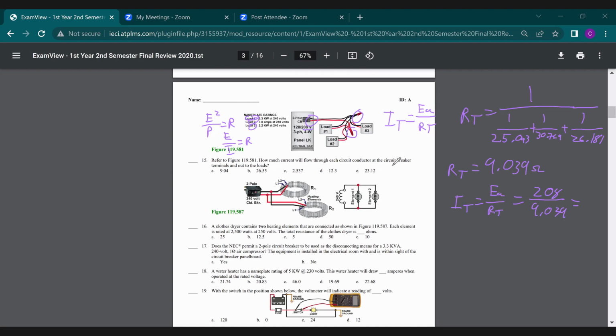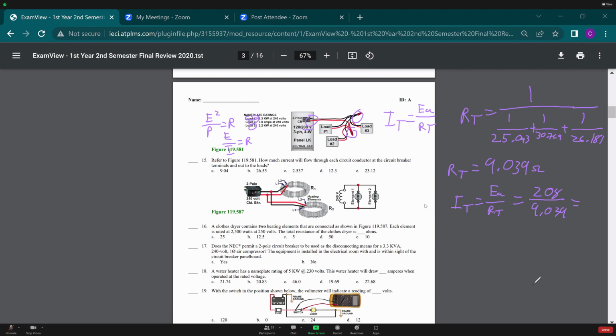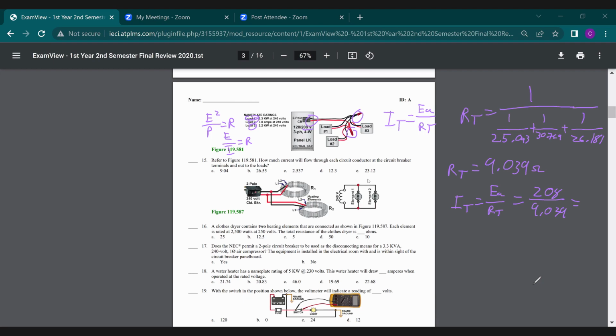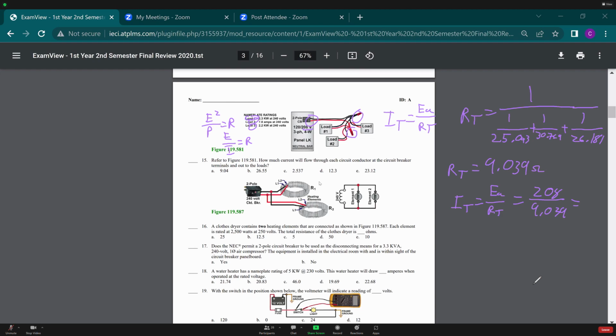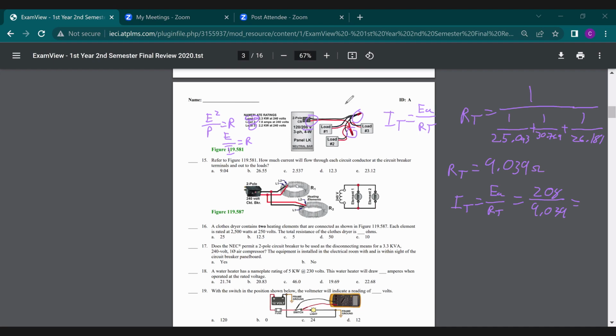I got 23.011. Did I type that in wrong again? 208 divided by 9.039. Yeah, I'm getting 23. Chris, did you take 240 by chance? Take a look back, make sure that you're using 208 because our voltage applied at the panel is different. Sweet. Yep, 23.011.